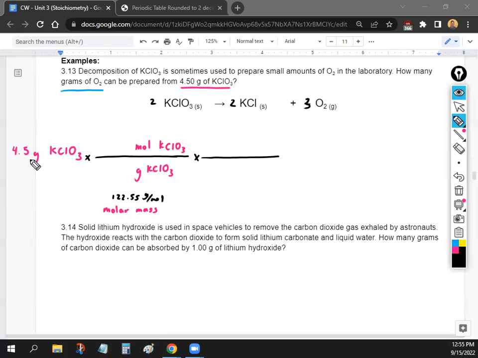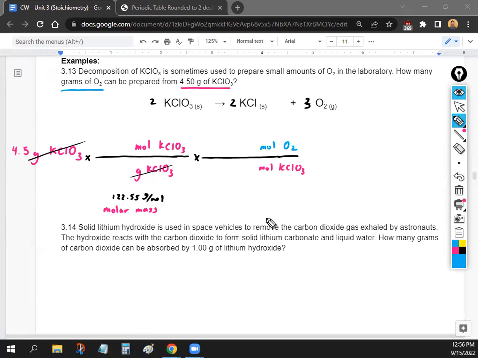Now, if we do this, the grams of KClO3 are going to cancel out, right? Now, I don't want moles of KClO3, so I've got to cancel this guy out too. So I'm going to put moles of KClO3 on the bottom. And then you want to turn it into the moles of the compound that you are looking for. We said we're looking for O2, so we're going to put moles of O2 on the top.